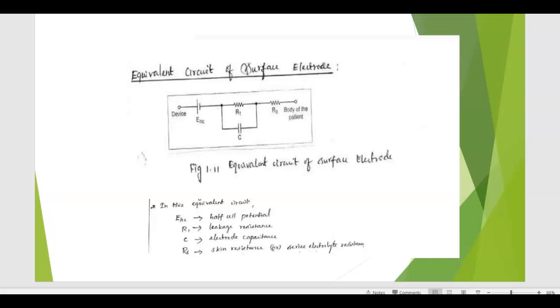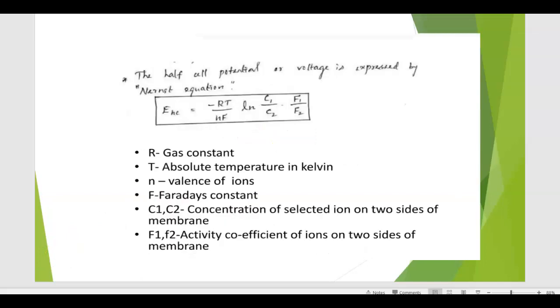In this circuit, EHC is the half cell potential. This is the device. R1 is leakage resistance, and C is electrode capacitance. RS is skin resistance, or electrolyte resistance.